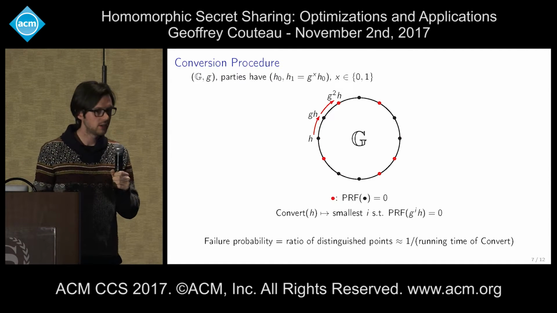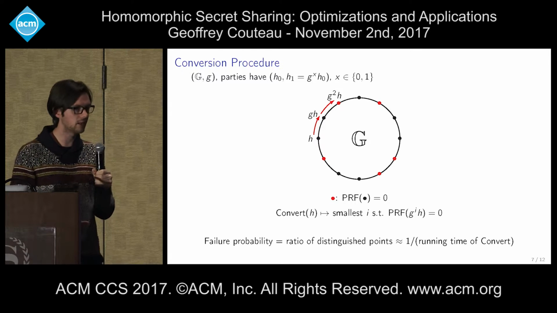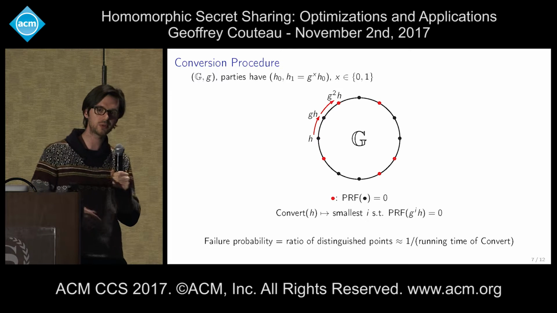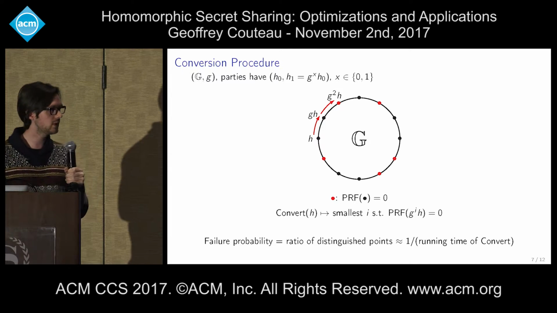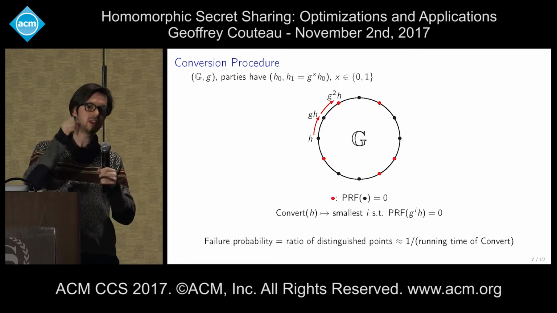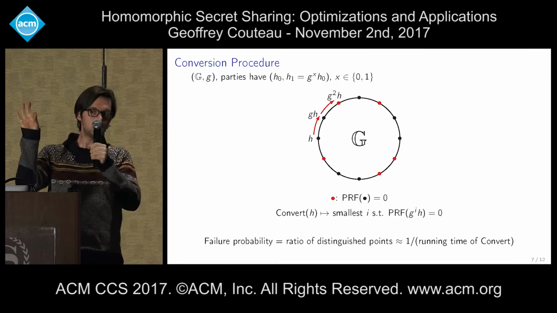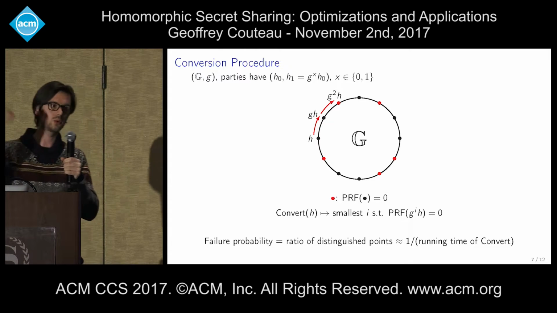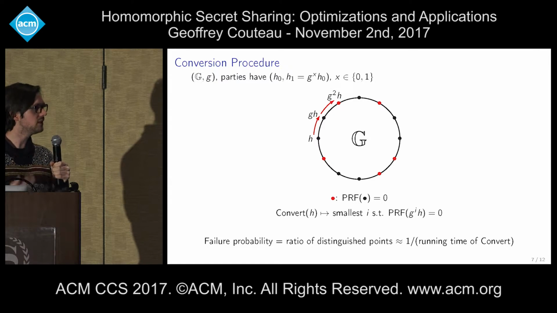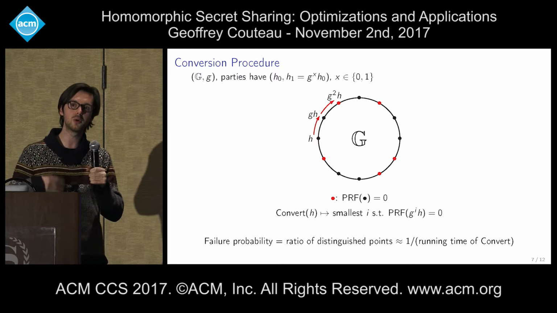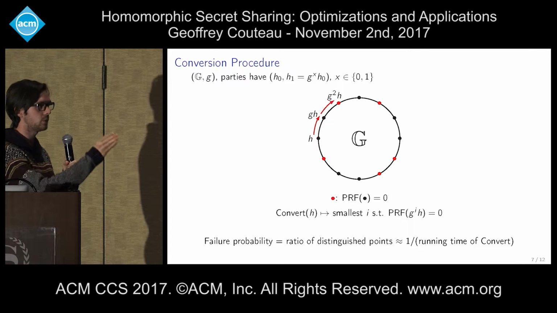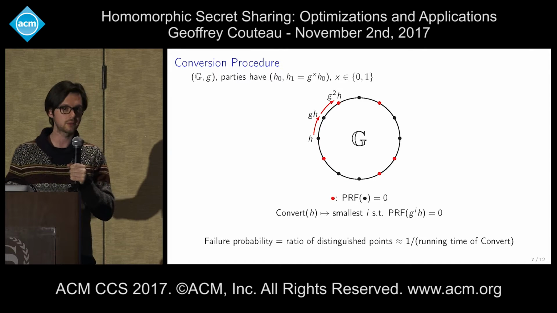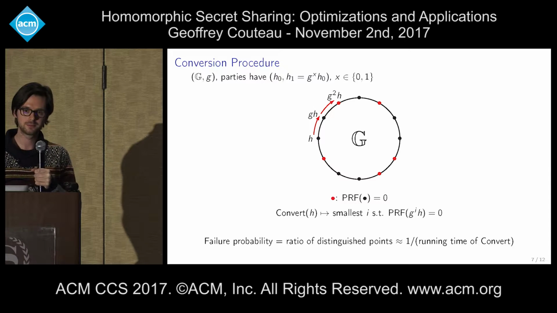On the other hand, this procedure might fail if we do not end up on the same distinguished point. This happens when there is a distinguished point between our two starting points, because then one of the players will end up on this distinguished point, and the other will end up on the next distinguished point. But the probability that this happens can be made smaller and smaller by reducing the number of distinguished points on this circle, at the cost of making the running time higher and higher, because now it takes more time to find a distinguished point.